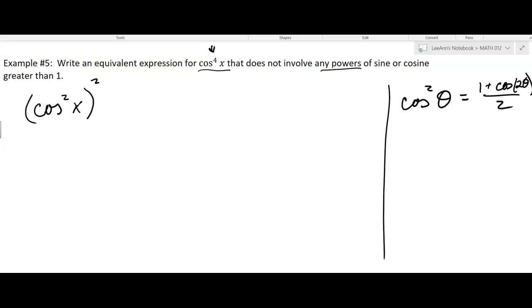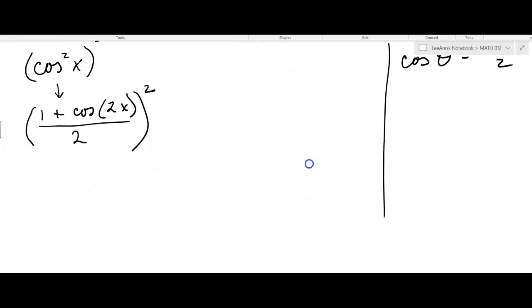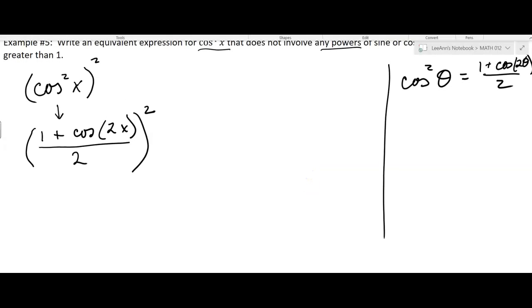Yeah. Okay. So I'm going to rewrite this then as 1 plus cosine 2x over 2, and then that whole thing is being squared. All right, so I'll let you look at that for a minute. What's happening here? X is like the theta, so we're making it 2 theta, because that's what we have to do from the formula. So it's 2x. And so we've reduced it. Now it's not to a fourth power, at least.